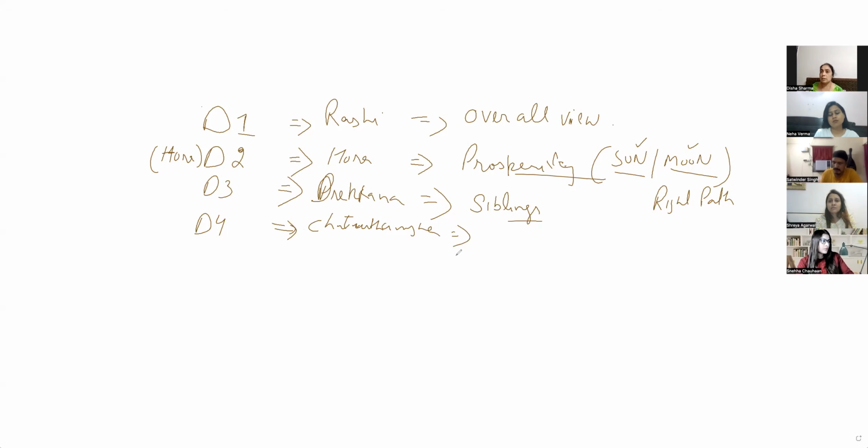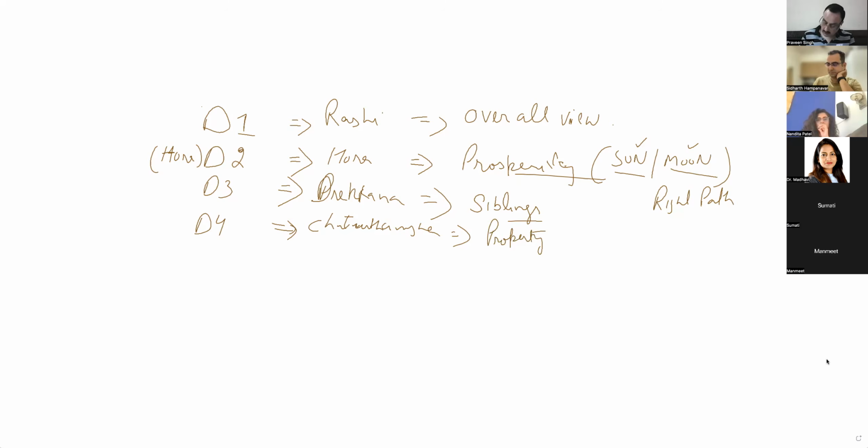And why do we see for Chaturthamsha? The biggest thing that we look at Chaturthamsha is about property. Okay, we look at moksha also and other things also, but property, you want to buy a constructed property, you should buy a plot and then you do the construction. This is a very common question. Guruji, should I buy a bungalow or should I buy a flat? Should I buy a constructed property or should I take a plot and then construct it?